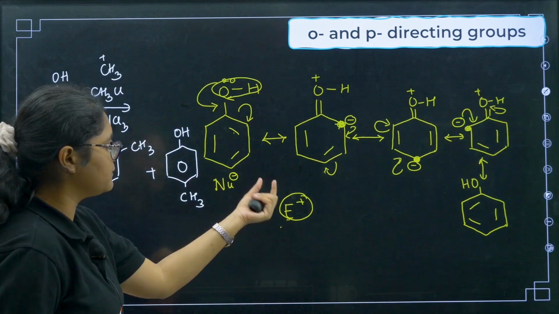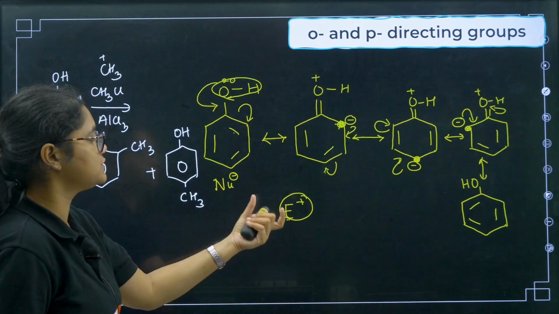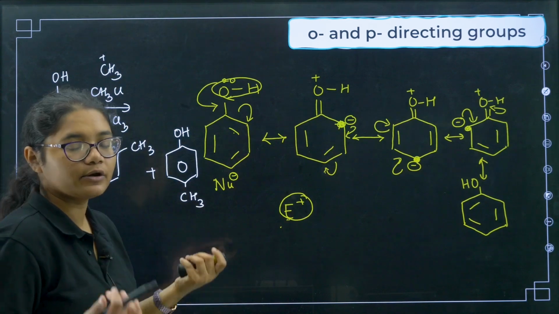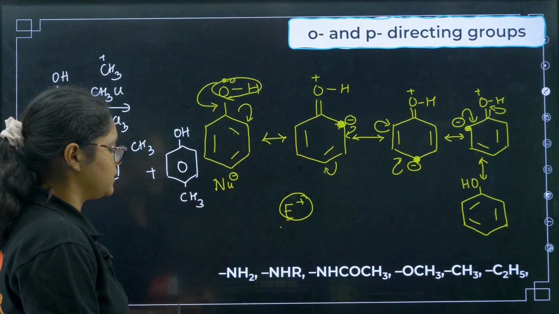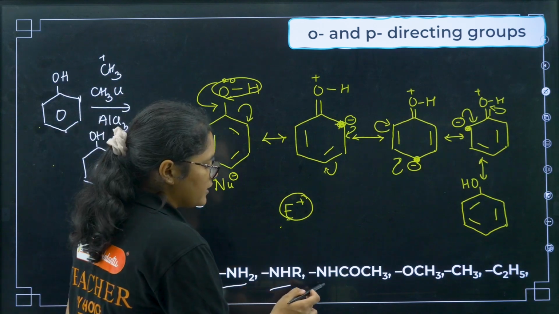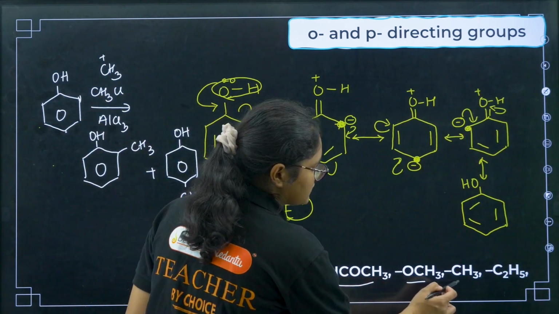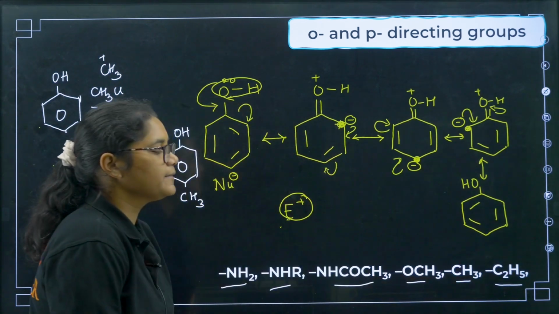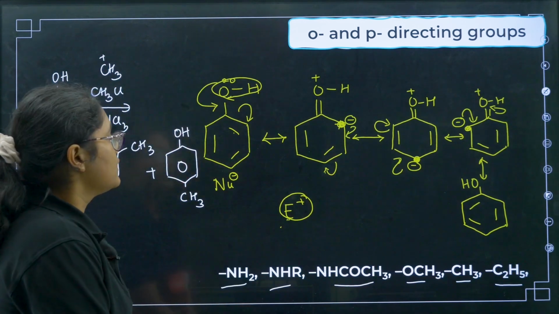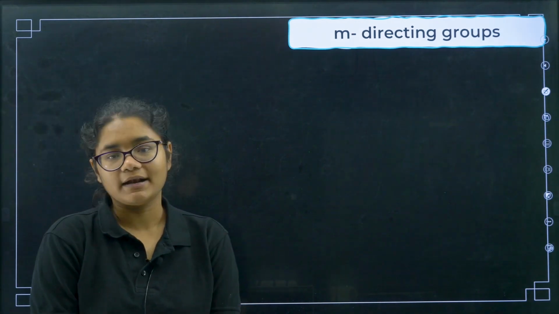The electrophile will be attracted to those positions where the electron density is more. Okay, so there can be certain more ortho para directing groups. You should know their list. So NH2 is also ortho para directing. NHR, NHCOCH3, OCH3, CH3, C2H5. These all are your ortho para directing groups. Okay. Next, moving towards the meta directing groups.